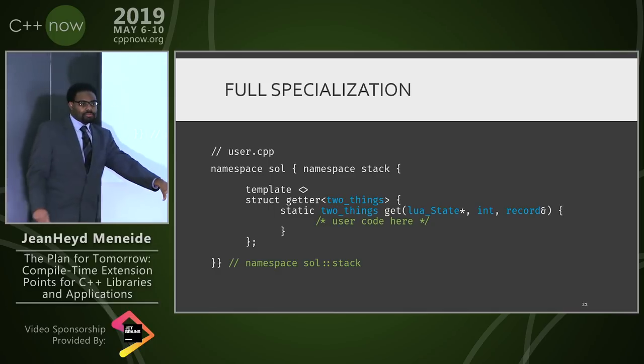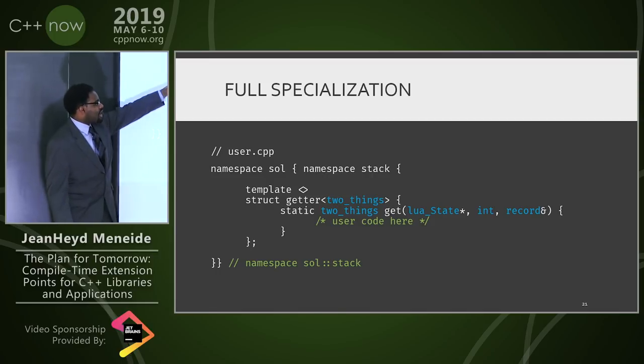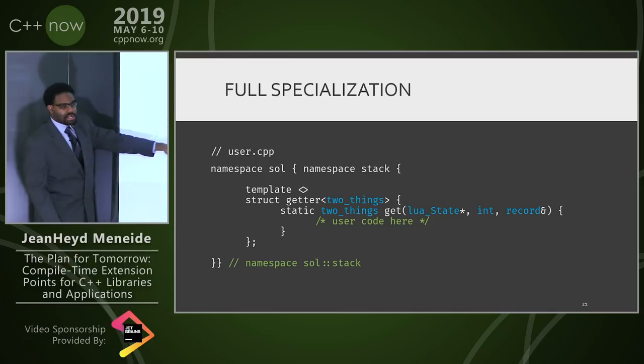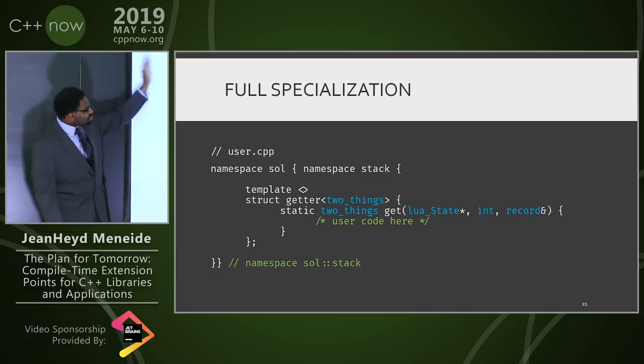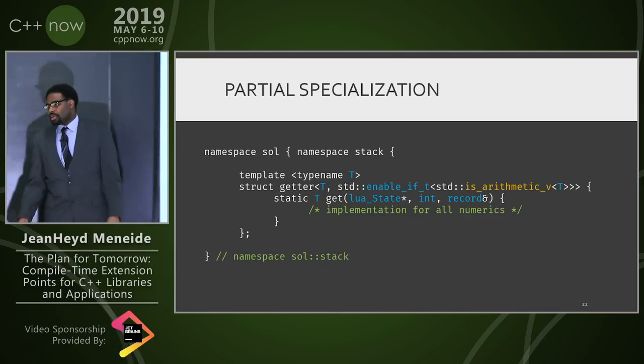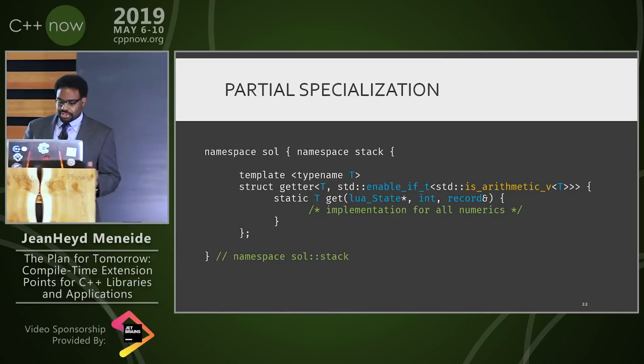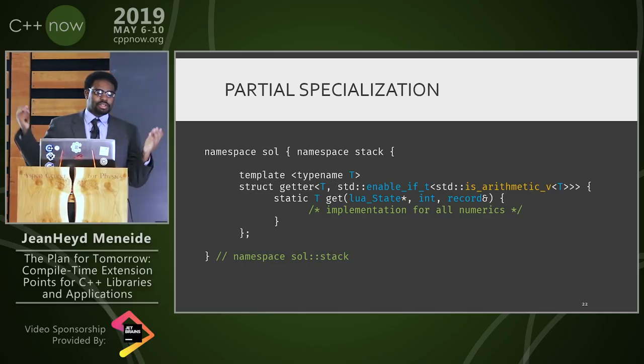I close the namespace, right? So the way I open is I open the namespace, I define a full specialization of this getter struct, and I close the namespace, right? And so it doesn't look too complicated, right? Then let's say we get something a little bit more exciting, where we decide that we're going to have an implementation for all the numerics, right?